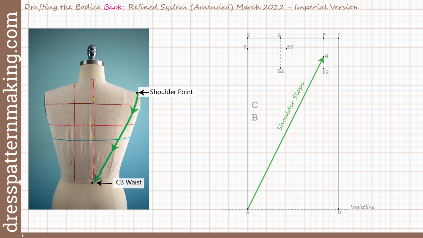Next is the shoulder slope back, measurement number 26 on the chart. Using your shoulder slope back measurement, measure up diagonally from point A on the waistline to touch the F to F2 guideline. Where it touches that guideline, mark point H.